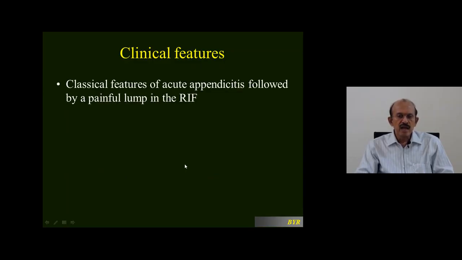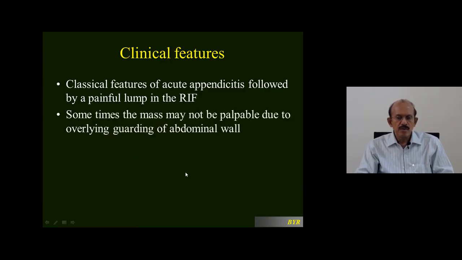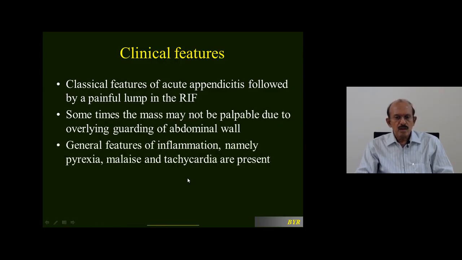Clinical features: there will be classical features of acute appendicitis followed by a painful lump in the right iliac fossa. Sometimes the mass may not be palpable due to overlying guarding of the abdominal wall. General features of inflammation, namely pyrexia, malaise, and tachycardia, are present, but they are mild.